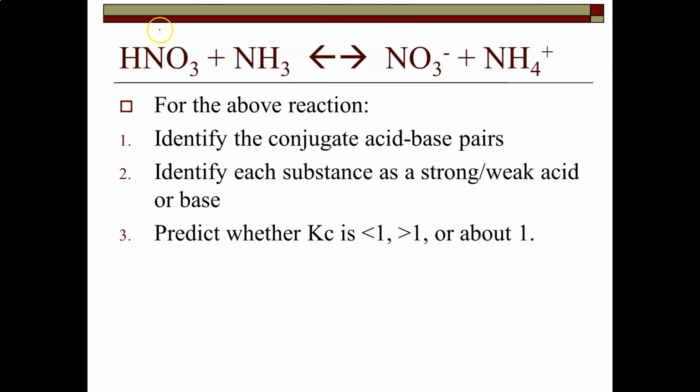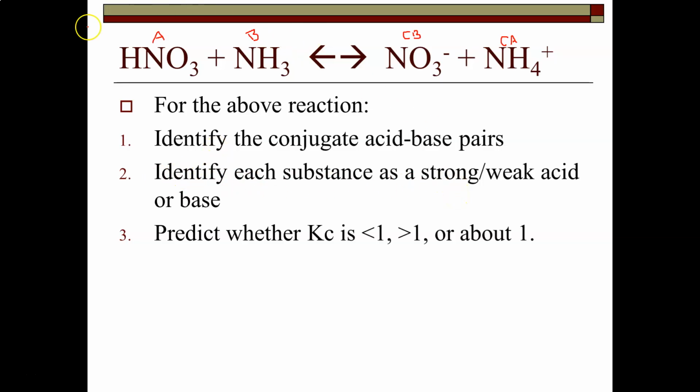Okay, so HNO3 plus NH3 gives you NO3 minus and NH4 plus. HNO3 looks like it's donating a hydrogen, so this is going to be acidic. That would make NH3 the proton acceptor, which is a base. Once the HNO3 loses the hydrogen, you have a conjugate base. And you have a conjugate acid right here, because that's what gained the hydrogen. So we identified the conjugate acid-base pairs. That's done.